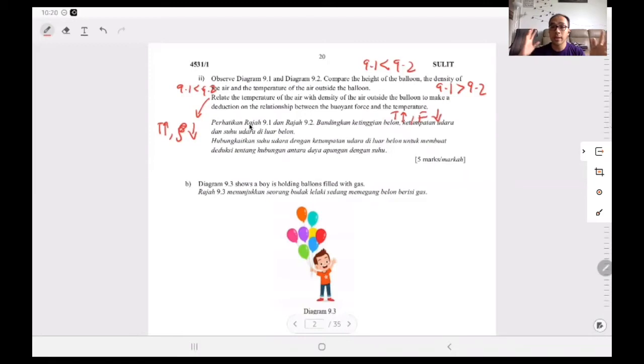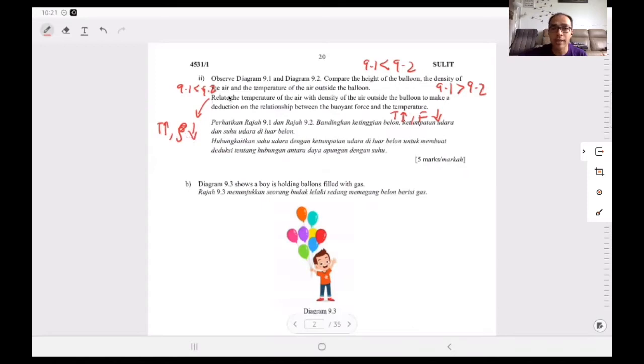Always think about what affects what, and be very clear. Although it says buoyant force first and then temperature, be very careful. Don't put buoyant force first. Always think about which one affects which one. Obviously, it's the temperature that will affect the buoyant force. So when the temperature increases, the buoyant force will decrease. That's why the balloon doesn't go very high. Likewise, the same thing with the temperature and the density.